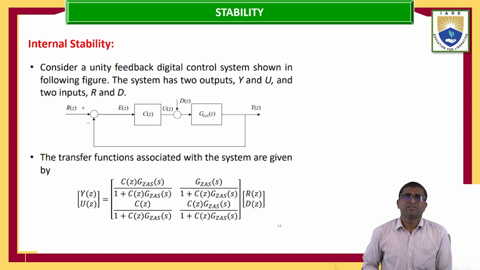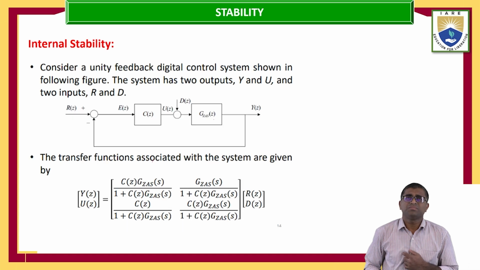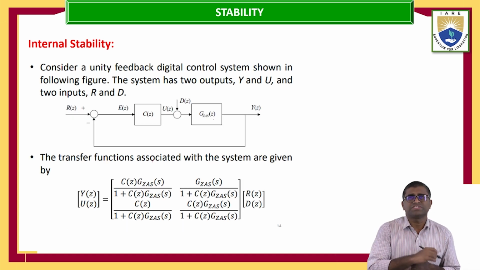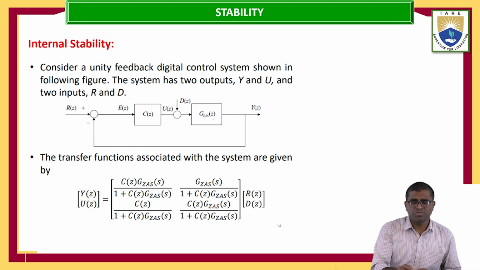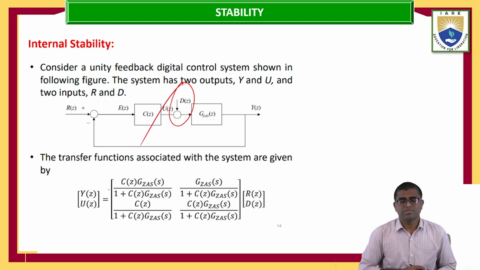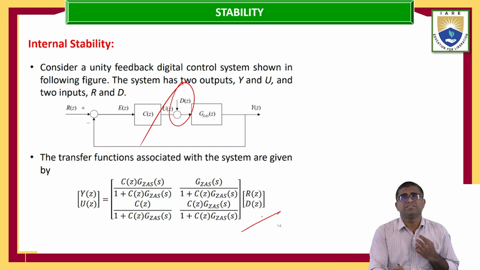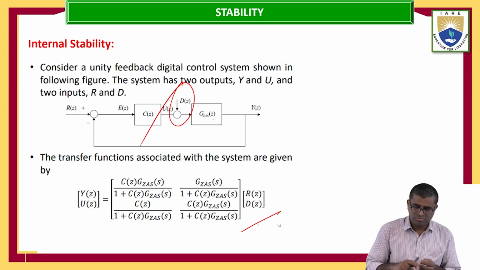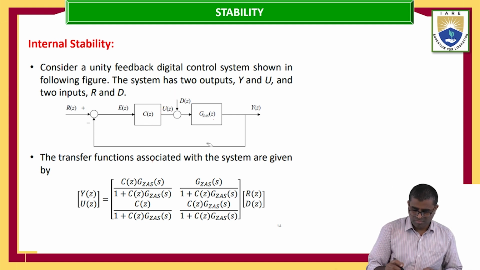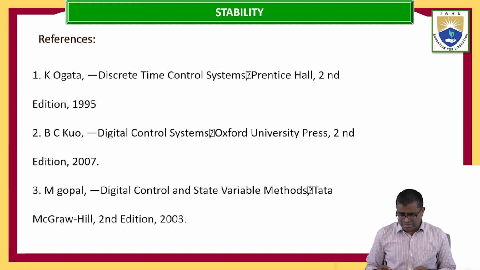In the case of the internal control system, we have the internal transfer function. For that one, y of z, output by input u of z. You are writing the system functions like this. Next, internal stability, and these are the references.